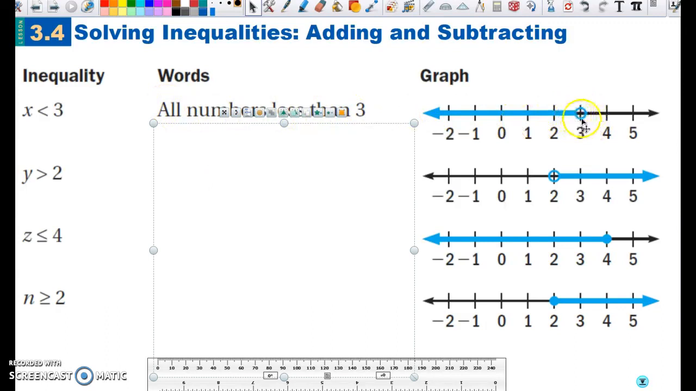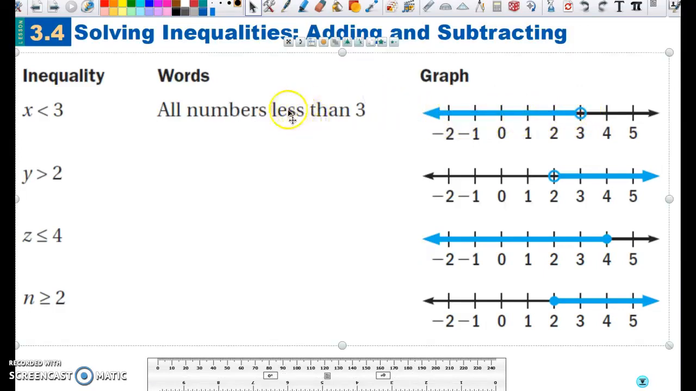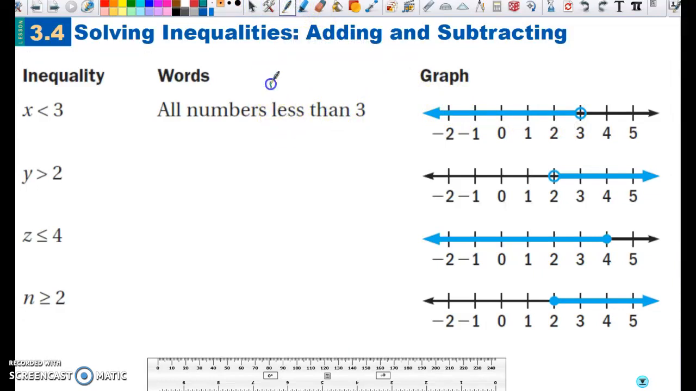And look at the way the graph goes. I have an open circle at 3 because I can't include it, and I want all the numbers that are to the left, or smaller than, or less than. Less than is left. That's how I remember. Less than, left.